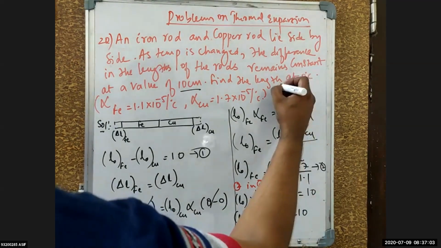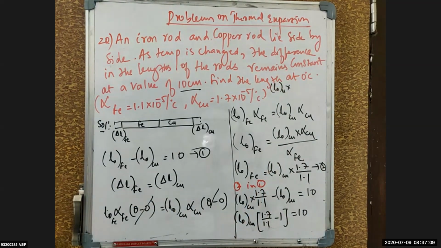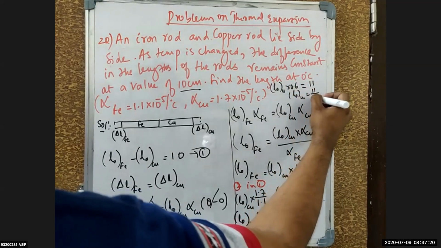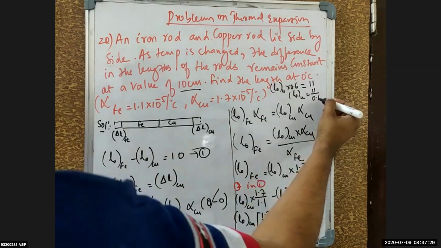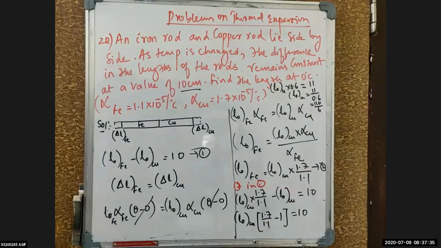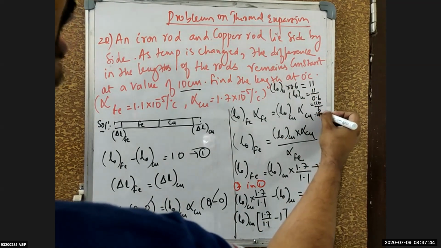So this will become, I'm writing here, L naught of your copper into 1.7 divided by 1.1. Let us see how much I'm getting right now. That comes out approximately 0.6, minus 1, that is equal to, it goes here, that will become 11. So length of your copper is equal to 11 by 0.6. See how much I'm getting, 11 by 0.6, and this will become 110 divided by 6. 6 ones are 6, 12, so how much am I getting? It is nothing but some around 18.3.